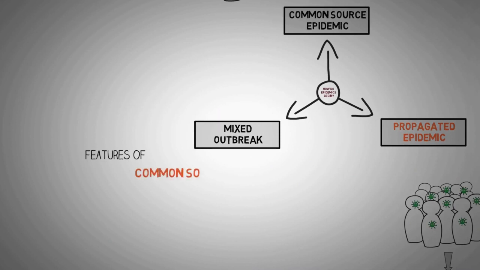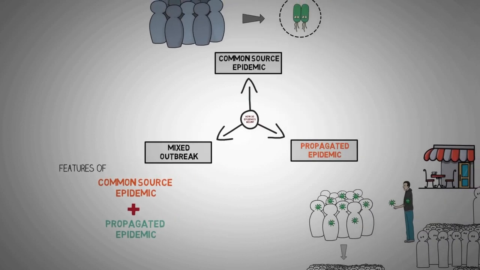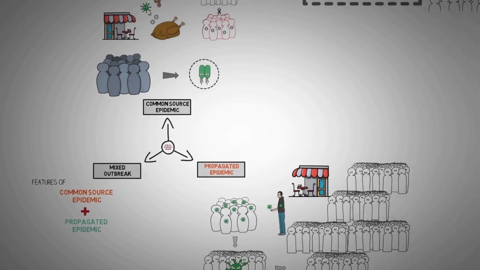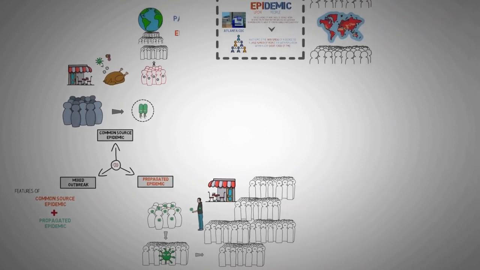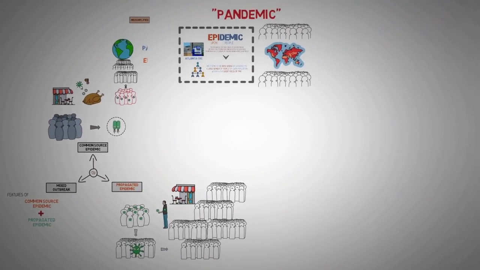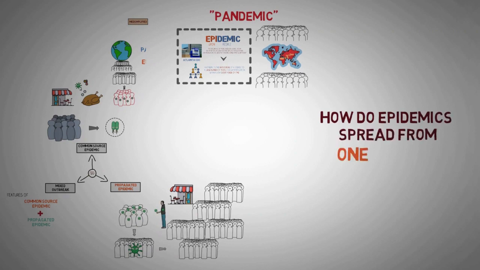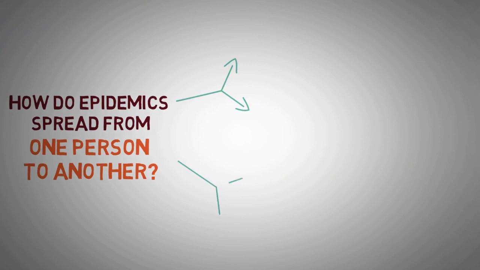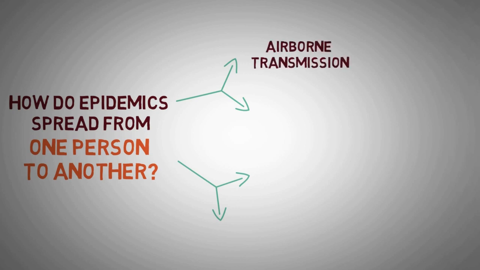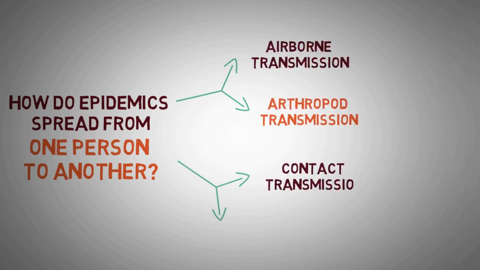Mixed outbreak epidemics have characteristics of both common source and propagated outbreaks. So this was about how epidemics start and how they propagate, and that is what makes an epidemic so dangerous, its ability to affect more and more people as the time progresses. And that brings us to our next important question, which is, how do epidemics spread from one person to another? Well, there are numerous ways a disease can spread. Some of the most common ways are airborne transmission, arthropod transmission, contact transmission, and fecal-oral transmission.